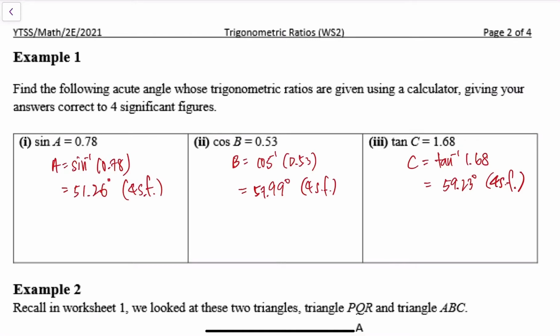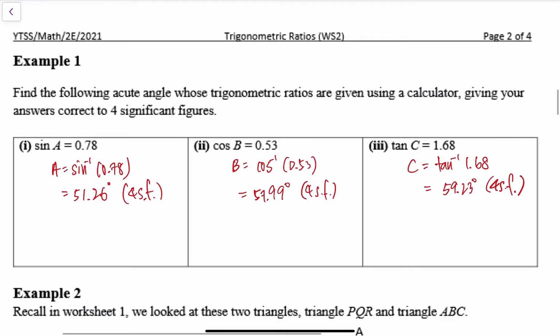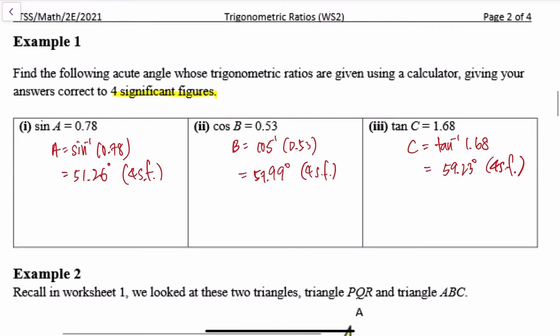This is the answer for example 1. Although we say that angles must always be written in one decimal place, because this question specifically asks for 4 significant figures, we just follow what the question asks. Okay, you can pause the video and copy down if you need to. Whoops, I forgot to put a bracket here.